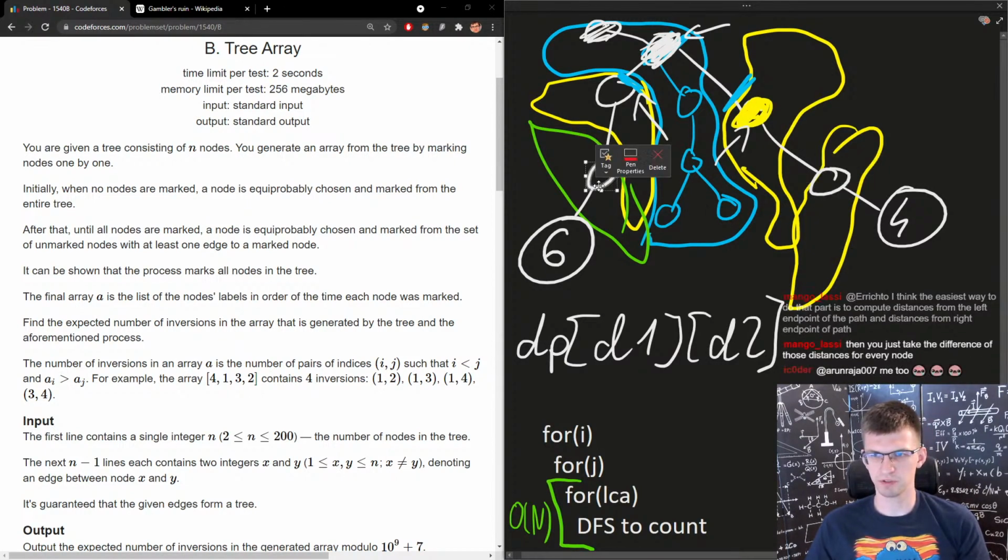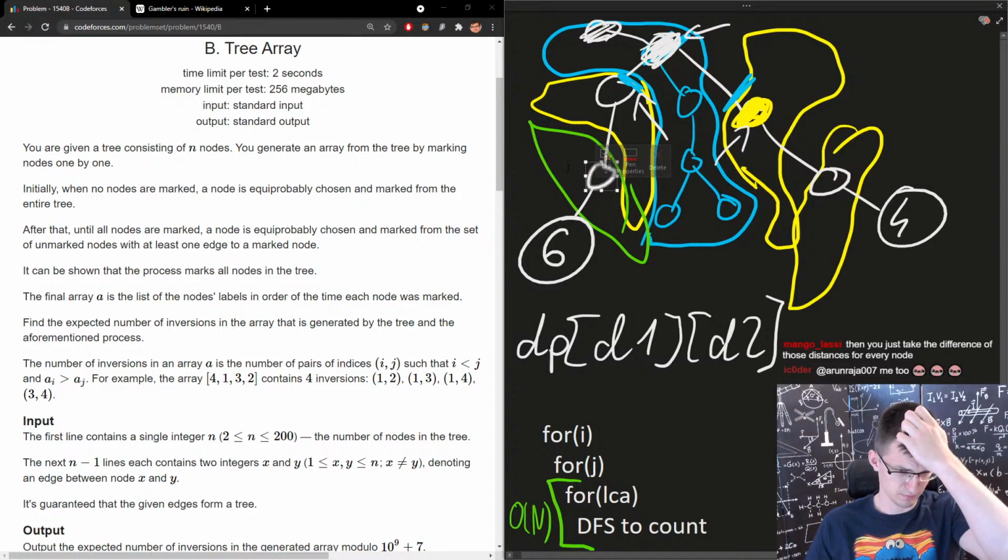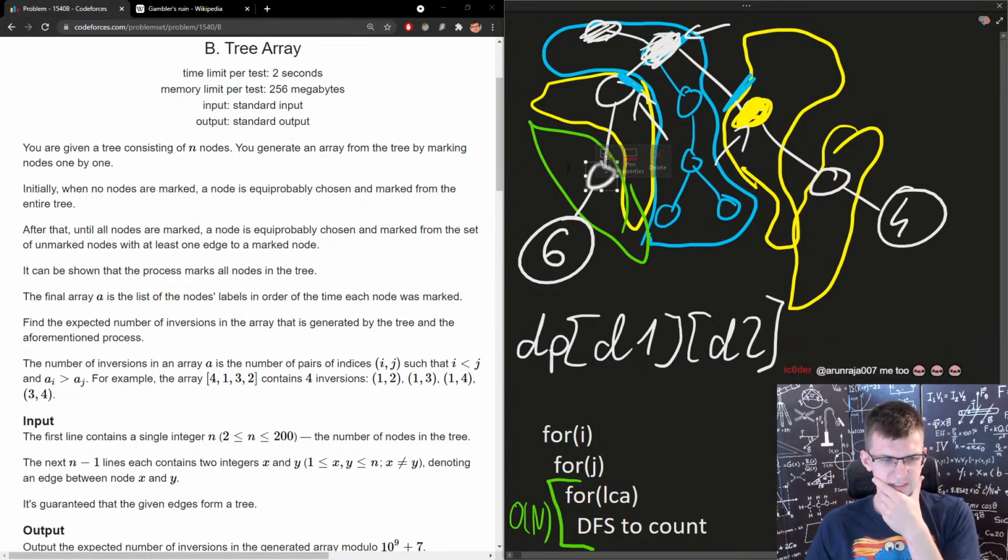How do you distinguish between those two, Mango? If you... no, wait. The sum of those distances will tell you how far away you are from the path. No, I don't agree. I think you're wrong. If you know that some node is 10 units away from 6 and 10 units away from 4, you still don't know where it is. Right? No. I'm wrong.